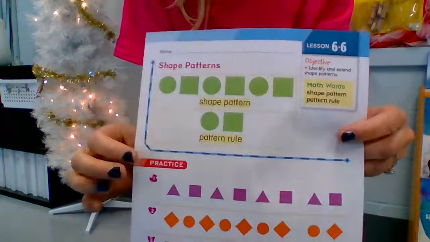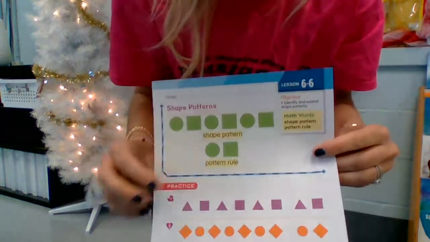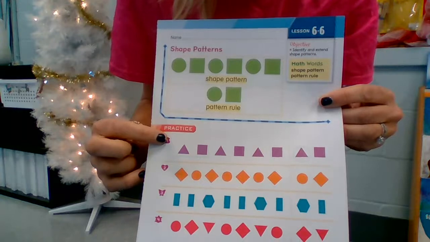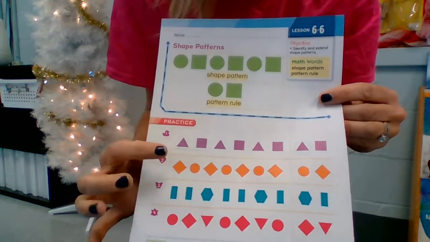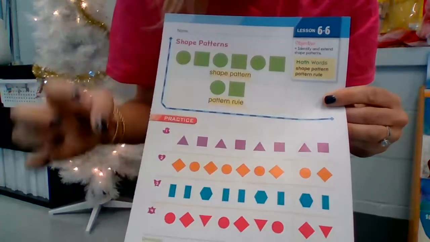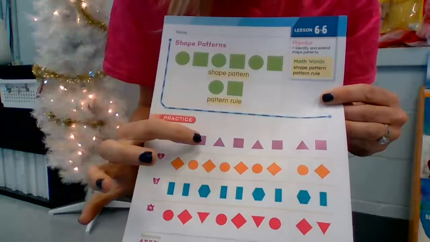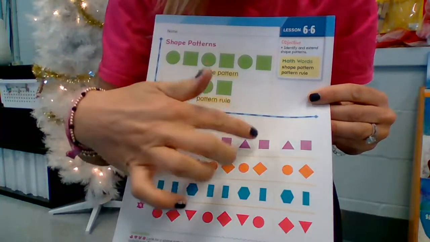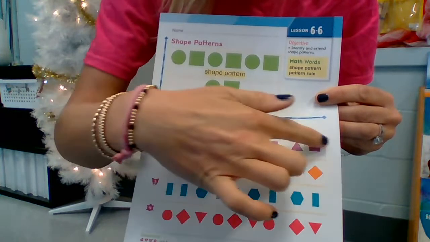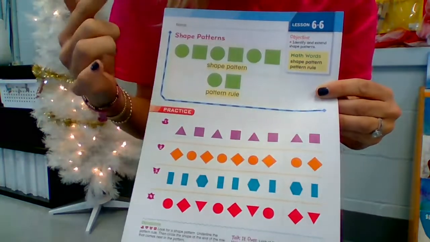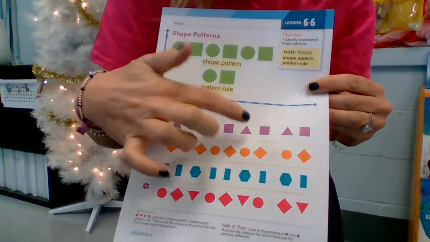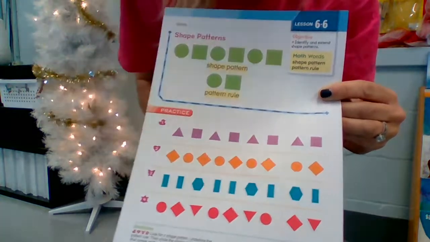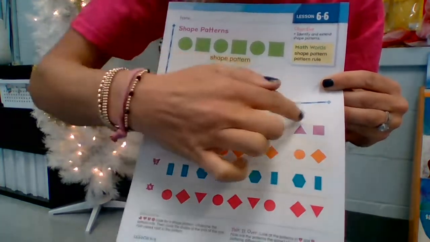So on your paper, it looks like this. We start right here with number 1. It sometimes helps me to say it out loud. Triangle, square. Triangle, square. Triangle, square. Which one comes next, the triangle or the square? Triangle, square, triangle, square, triangle, square. If you said triangle, you are correct. So circle that triangle.